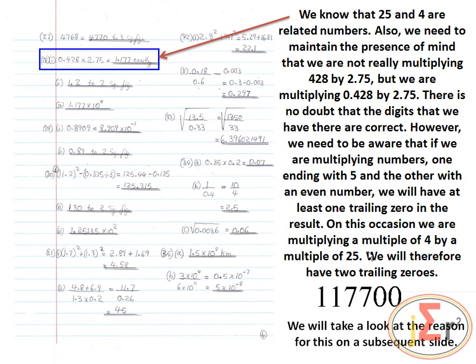So we will take a look at the reason for this on a subsequent slide. A reason for what? Looking at the reason why when we multiply a multiple of 4 by a multiple of 25, the result will have 2 trailing zeros.